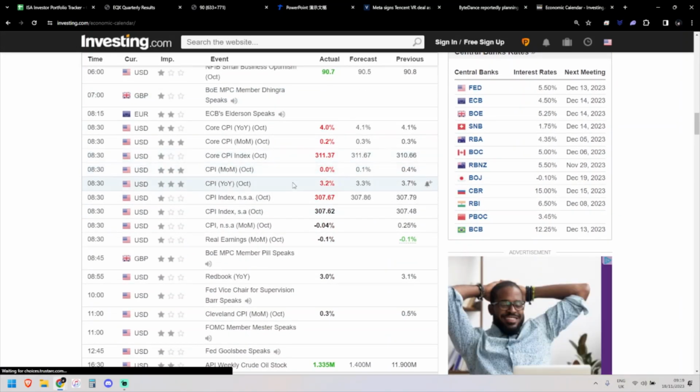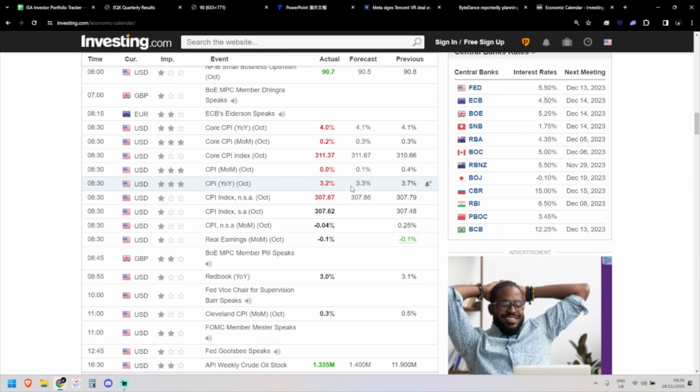Then you had US CPI across the board lower than expected. So headline CPI for October was completely flat. On the core side, 0.2%, a little bit lower. The year-on-year figure was 4%, slightly lower than expected. They were projecting flat from last month, and headline down from 3.7 to 3.2 instead of 3.3.